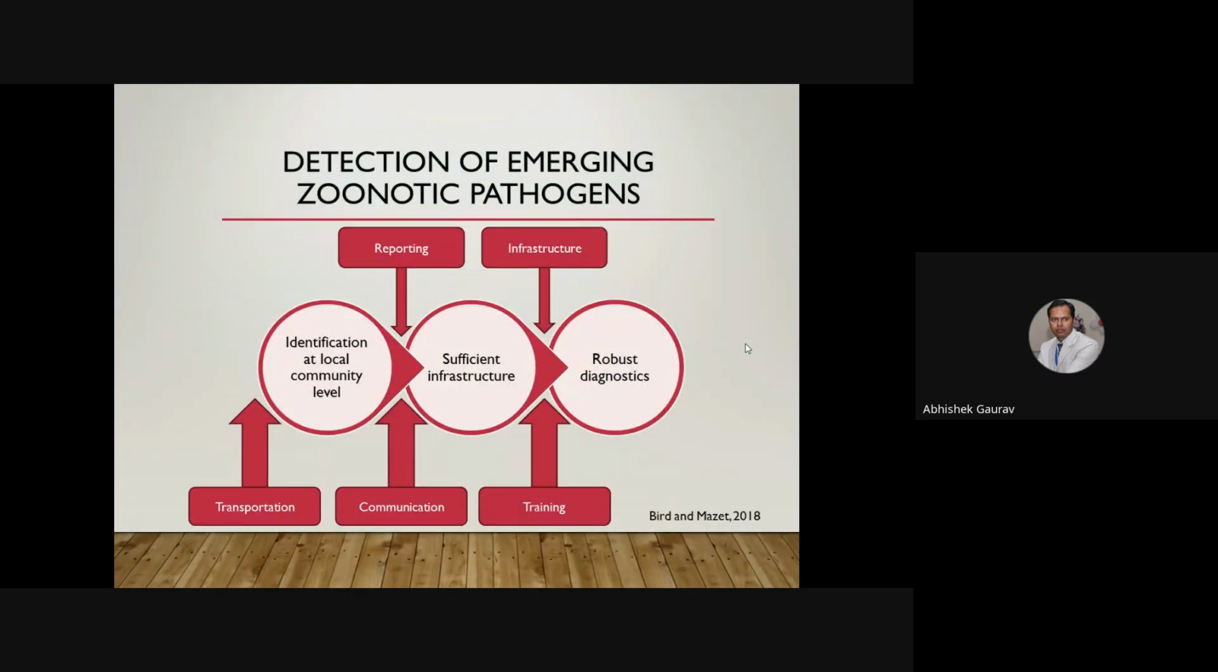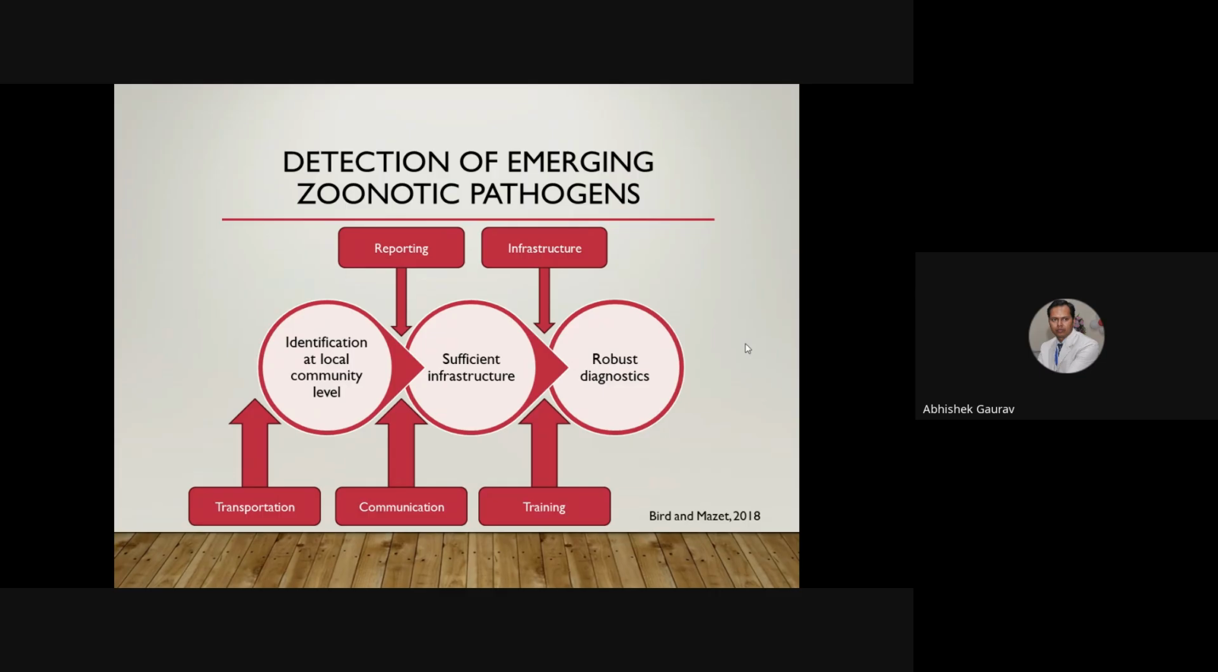Now, detection of the emerging zoonotic pathogens, there are three parts. First is the identification at the local community level. You have to be in touch with the community, because community persons are the first ones who notice the emergence of any disease or outbreak. They will tell you. So community participation is very important. Then we must have sufficient infrastructure. Lastly, we must have robust diagnostics. We have state-of-the-art facilities for the diagnosis of the pathogens. This is the normal path.